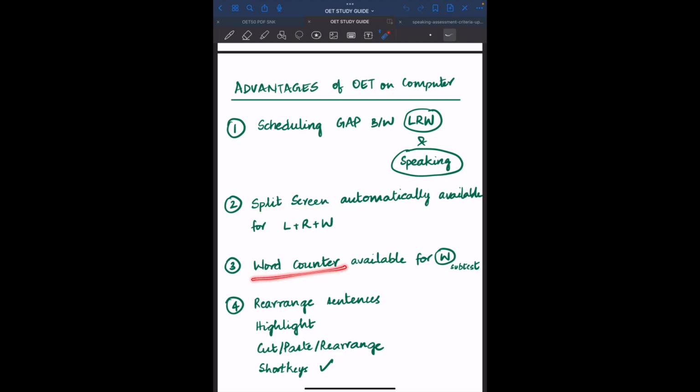The third thing, which I believe is another major reason why people choose OET on computer, is the word counter. This is available for the writing subtest only if you take the OET on computer.